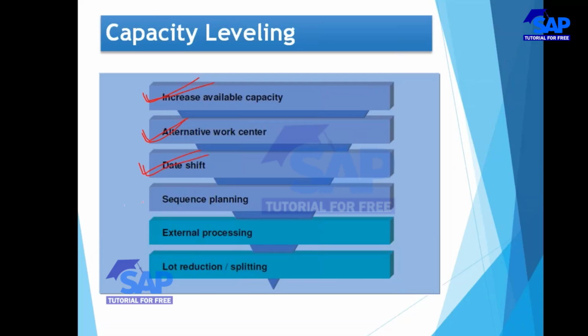Then you have sequence planning. That means you plan it in a sequential manner. You make the adjustments. Okay, that option is there. Now the other options are not used much actually. External processing.